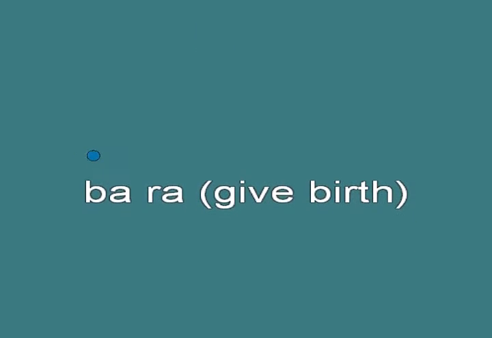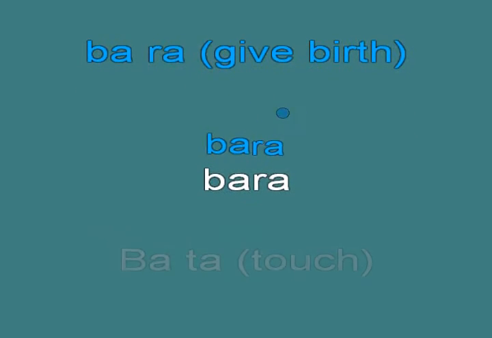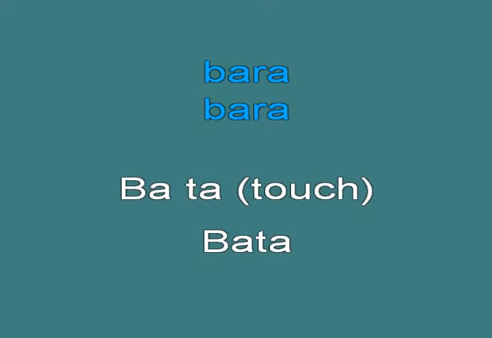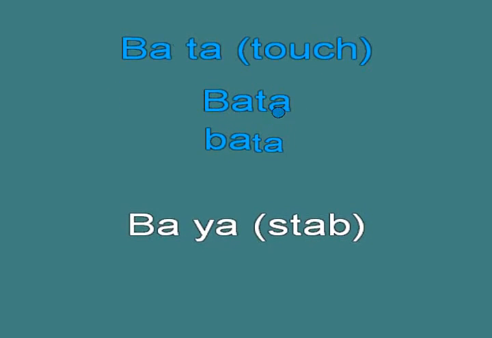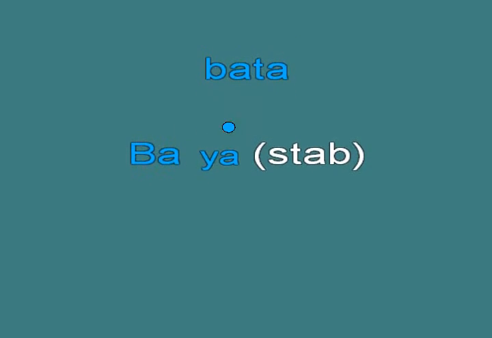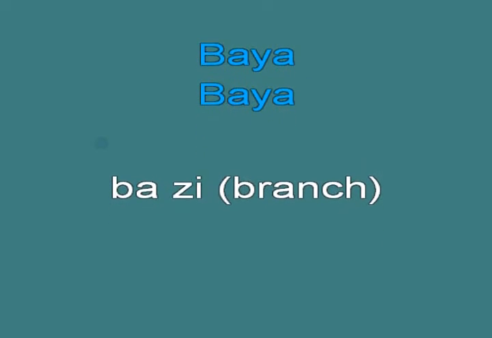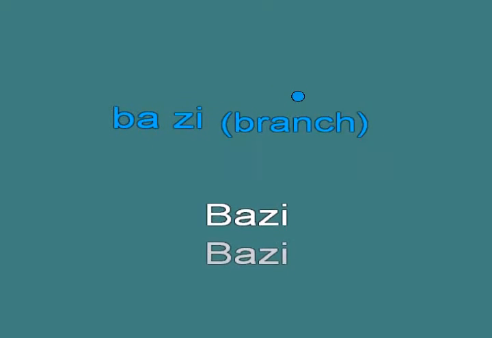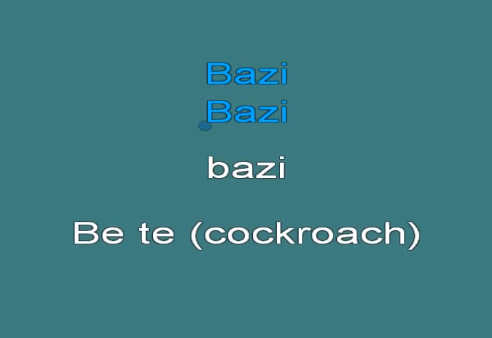We move on to the next one, which is Bara, which means give birth. Bara. And then we have Bata for touch. Bata. We move on to Baya, which means stab. He was stabbed. Baya. And then we have Bazi for a branch, the branch of a tree. Bazi.